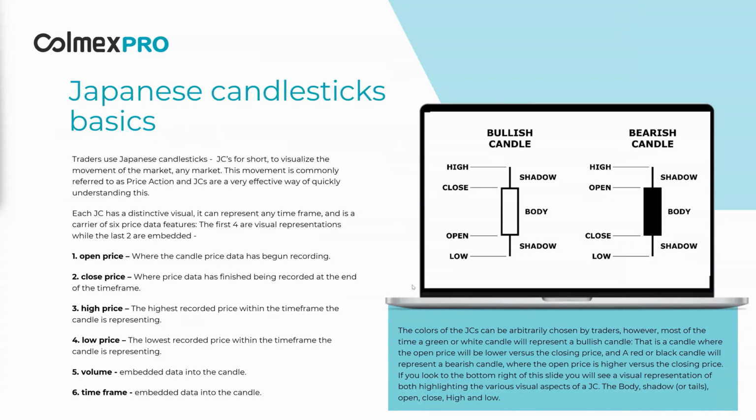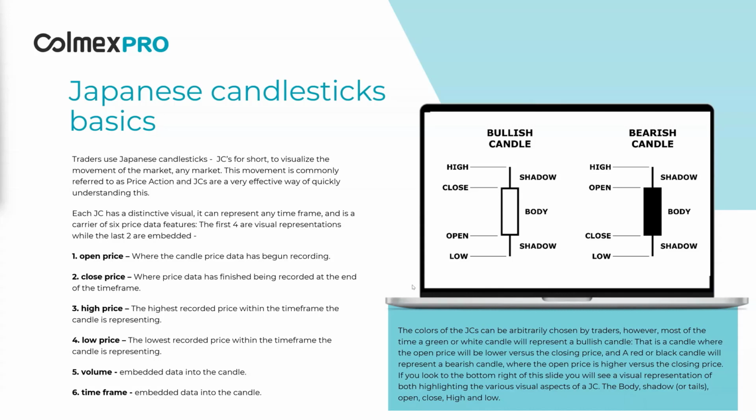So first we have open price. This is where the candle price data has begun recording. Then we have the close price. This is where price data has finished being recorded at the end of the chosen time frame. Then we have the high price, which is the highest recorded price within the time frame that the candle represents, and then the low price, which is the lowest recorded price within the time frame the candle represents. And then we have volume. This is data that is embedded into the candle, as well as the time frame, which is just the time at which it is measuring.